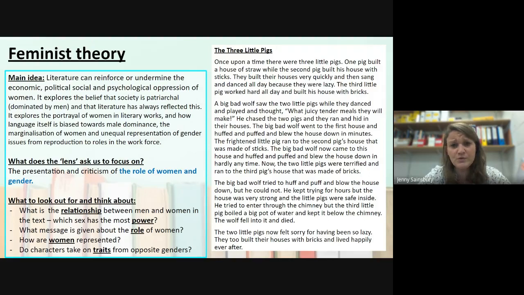It explores the portrayal of women in literary works, how language is biased towards male dominance and the marginalization of women, and unequal representation of gender issues, from reproduction to roles in the workforce. So when we're looking at text, we're saying, well, how has the role of women and gender been presented and critiqued? In this particular text, there might be something really glaringly obvious. You could argue that women aren't there at all. Have they been marginalized, or have they just been completely written out?